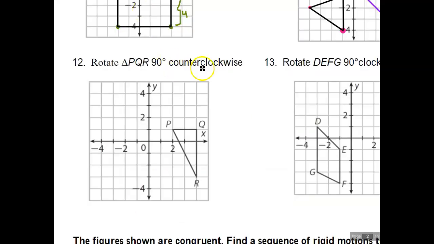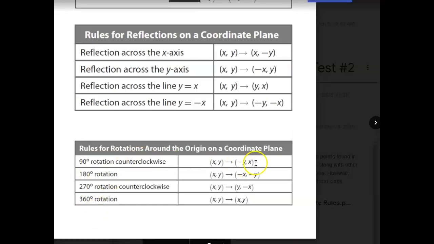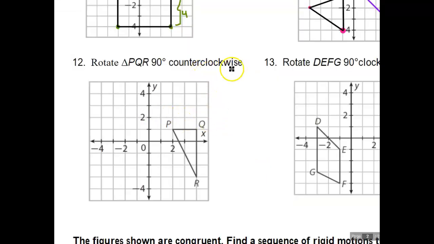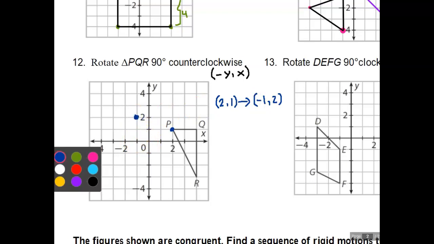So right now we're doing counterclockwise 90 degrees. So counterclockwise 90 degrees is negative y comma x. Okay, so you can write that down, negative y comma x. That's what we're trying to do. So for instance, point P is 2 comma 1, right? So if I use this transformation right here, it's going to be at negative 1 comma 2. So that's where P prime will end up.